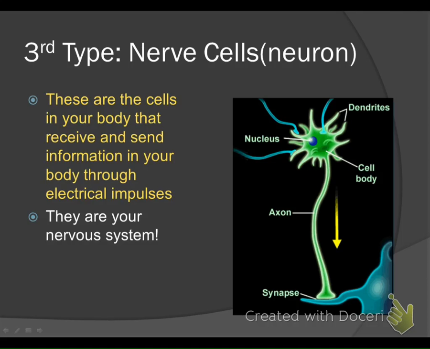The third type is nerve cells. Nerve cells are your neurons. They send and receive information through electrical impulses. It's your nervous system. So the function is to send and receive information. It is your nervous system.